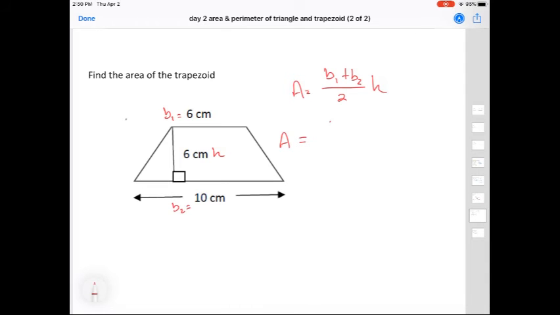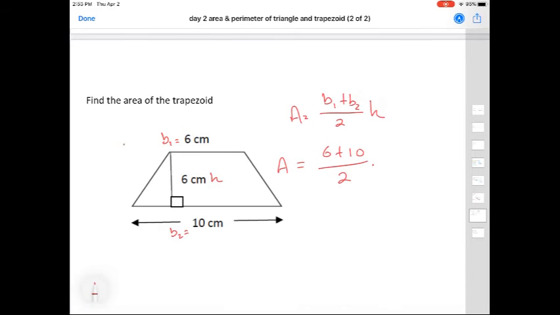I know base 1 is 6. I know base 2 is 10. Divide that by 2. And I'm going to multiply all of this by the height, which is 6. And so, quick mental math, 6 plus 10 is 16. Half of that is 8. And 8 times 6 gives me an area of 48 centimeters squared.